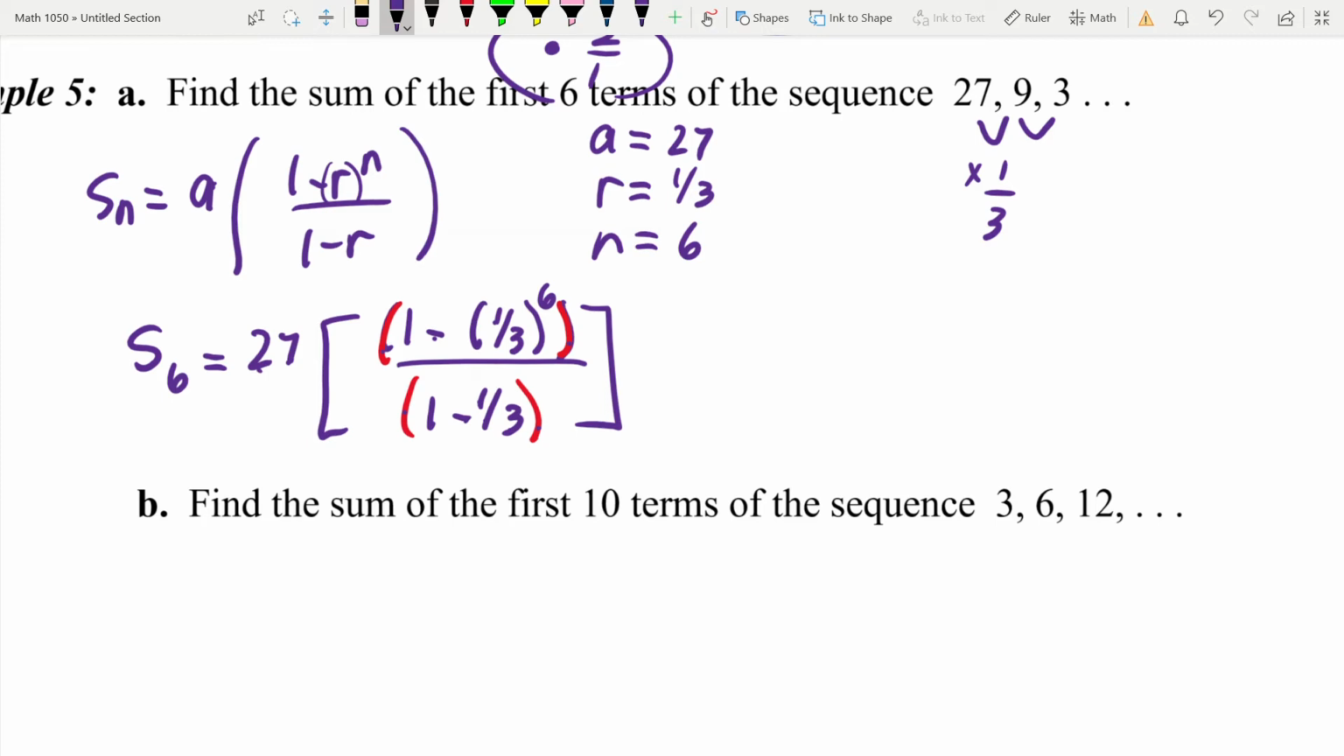Okay, let's do it now, okay? Everybody go 27, parenthesis, parenthesis, 1 minus parenthesis, 1 divide 3, close parenthesis, raise it to the 6th, close parenthesis, divided by parenthesis, 1 minus 1 divide 3, close it, enter, and I get 40.4 repeating, right? Okay, don't touch your calculator for me.